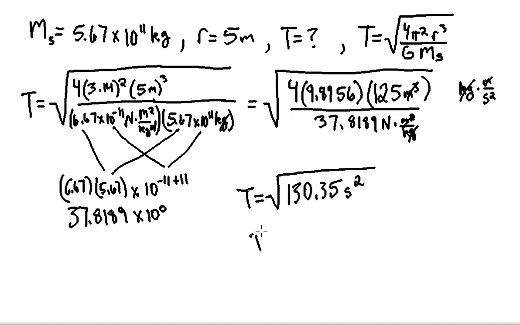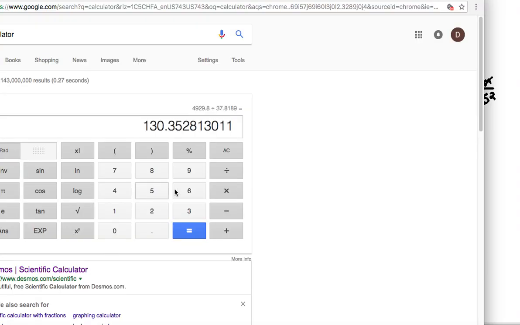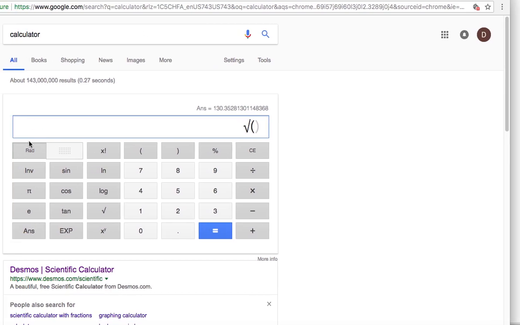So I have second squared here. All I need to do now is take the square root of this number, and I'll get an answer in seconds, because the square root of square seconds is just seconds. So last step, square root the answer. See that here, and we get 11.42 seconds.